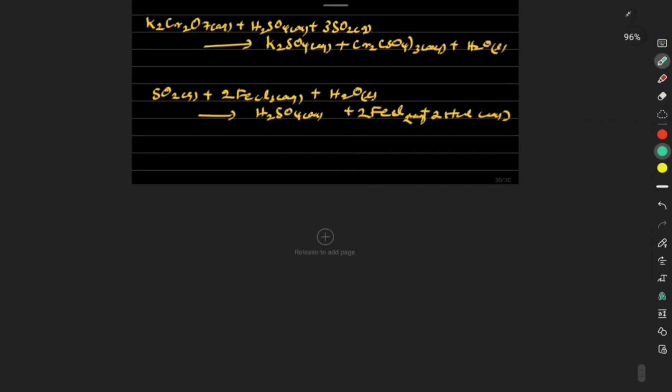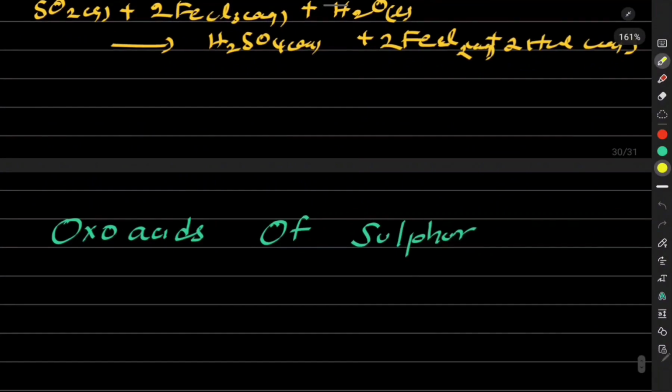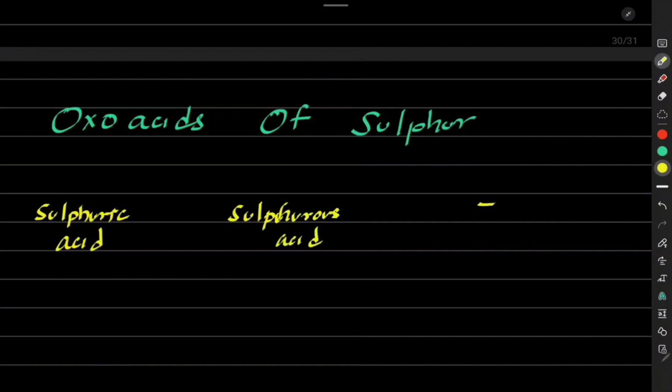Our next topic is oxo acids of sulfur. Let's write the heading: oxo acids of sulfur. There are 3 oxo acids of sulfur. First, sulfuric acid, second, sulfurous acid, third, thiosulfuric acid.